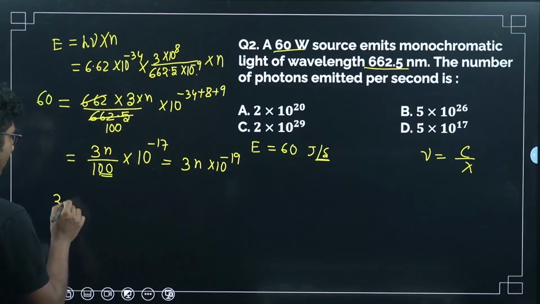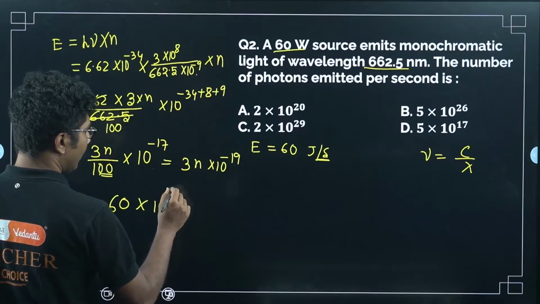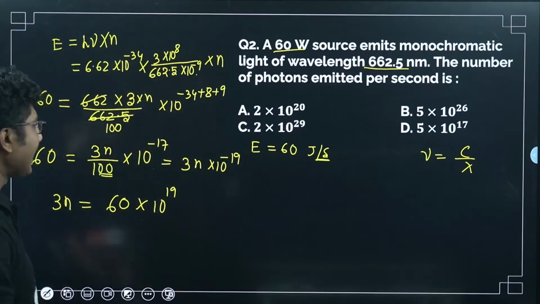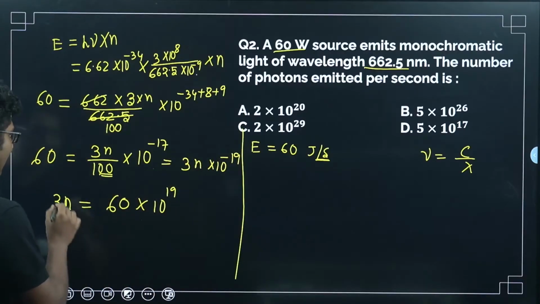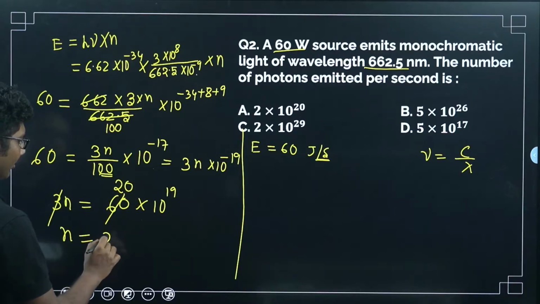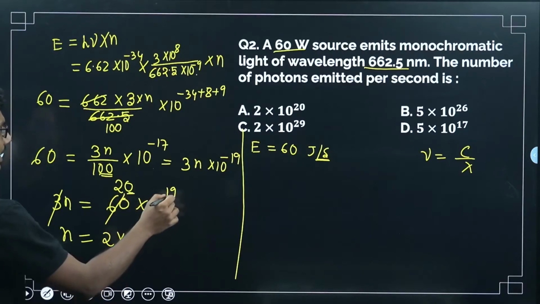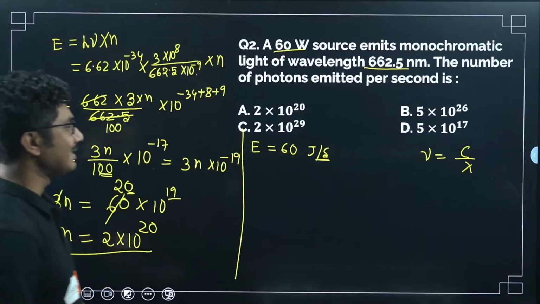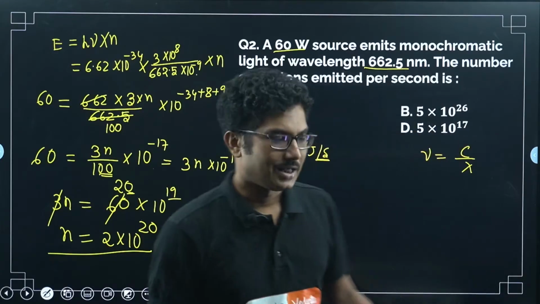Now 3n equals 60 times 10 to the power of plus 19. Our left hand side was always 60, right? So we take this to the other side, and it will become plus. Now you can cancel this, it will be 20. So n equals 2 times 10 to the power of 20. If you take this 0 out and put it here, it will become 20. So 2 times 10 to the power of 20, very nice answer. We can simply tick it, option A is the correct answer, right?